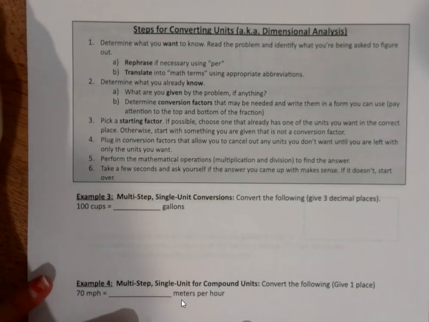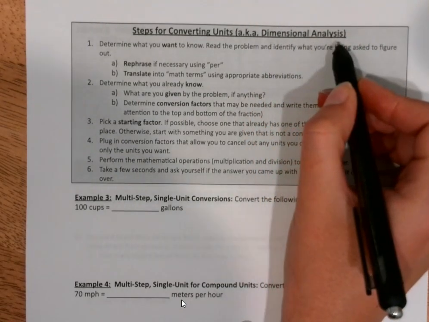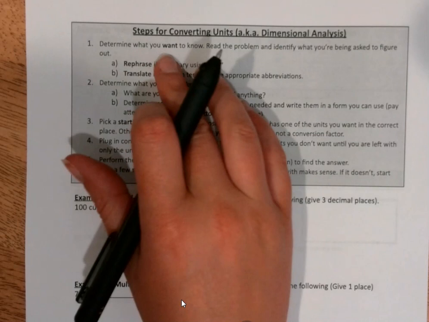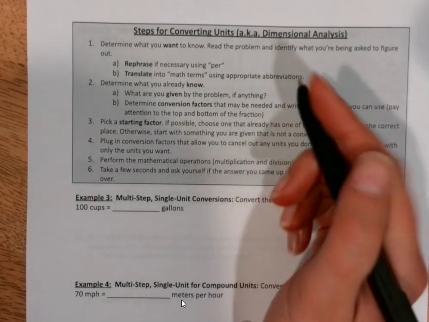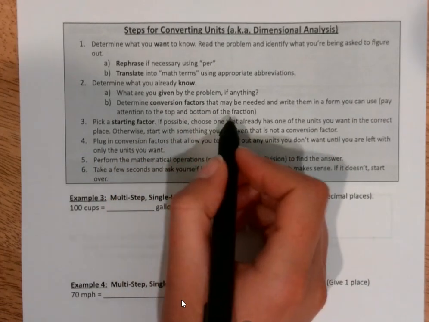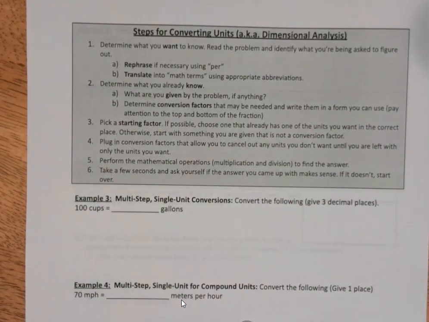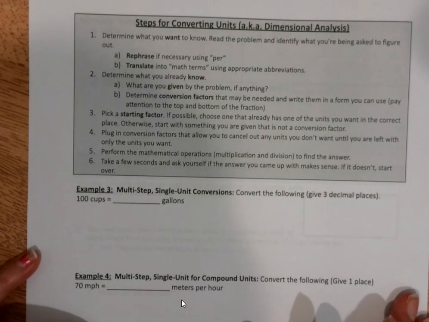Now here are the steps for converting units, also called dimensional analysis. First, I want to determine what I want to know, read the problem, rephrase if necessary, determine what I already know so I know what I'm starting with, find any conversion factors that I need, and pick a starting factor. Oftentimes there will be multiple steps, which we're going to see in the next couple here, where I might need to convert more than once.